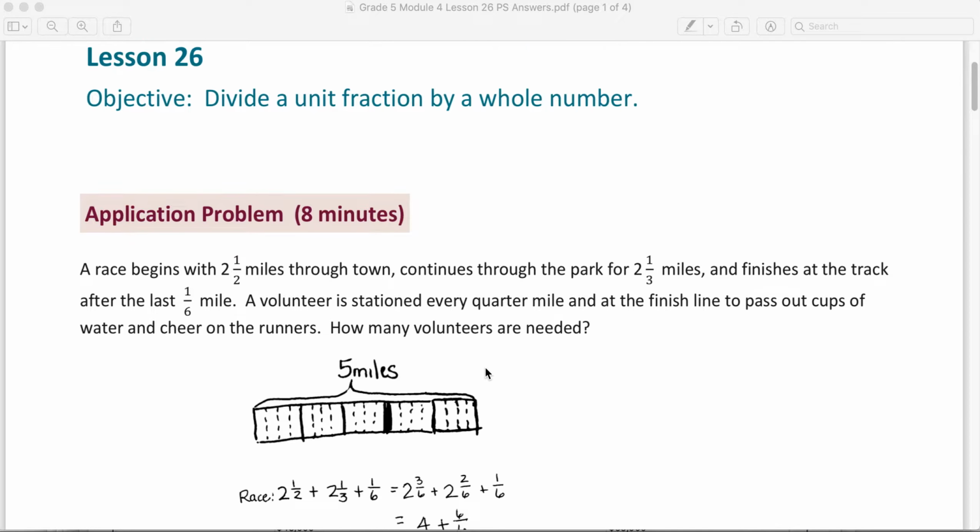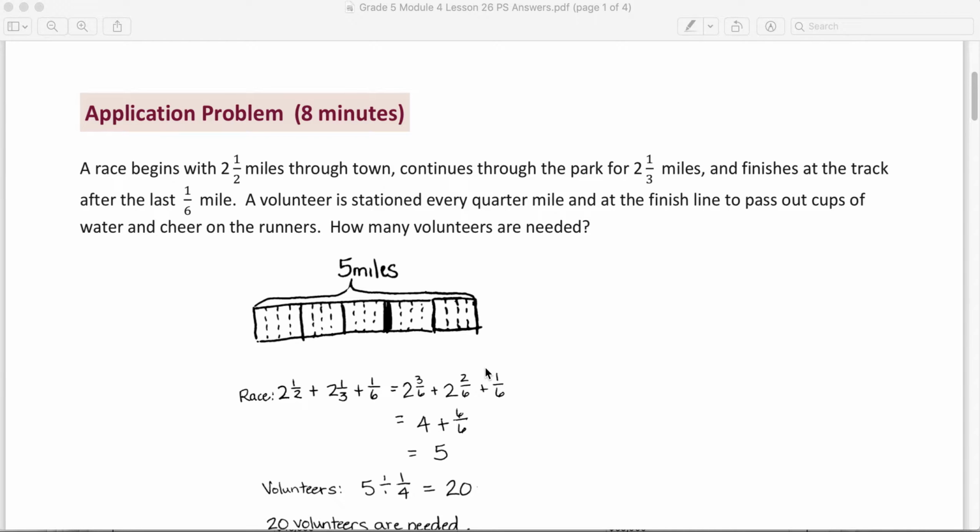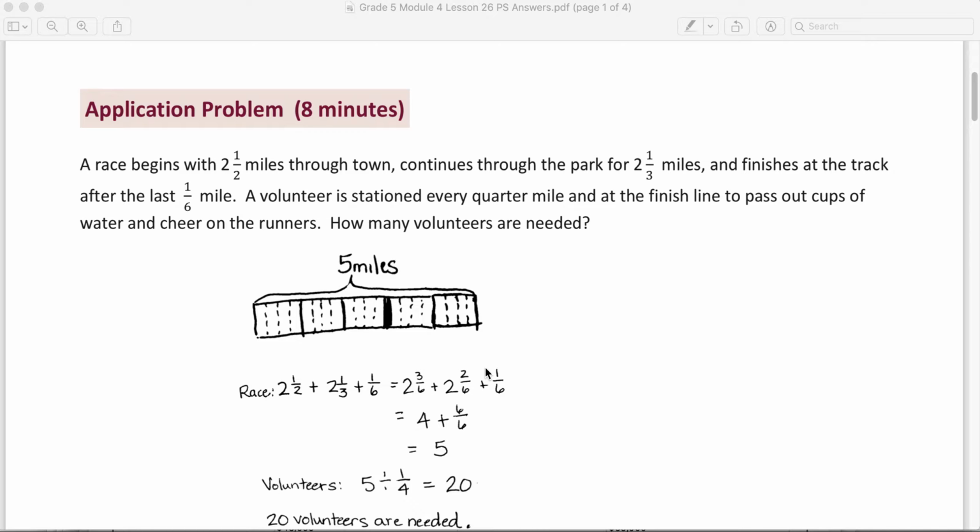Let's take a moment and do the application problem. It says that a race begins with 2.5 miles through town, continues through the park for 2 1/3 miles, and finishes at the track after the last 1/6 mile. A volunteer is stationed at every quarter mile and at the finish line to pass out cups of water and cheers on the runners. How many volunteers are needed?